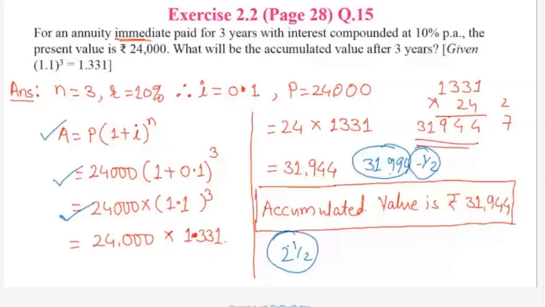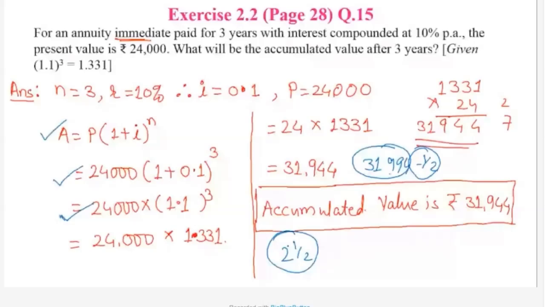Clear? So stepwise marks are there. The correct formula will give you 1 mark. If the formula is wrong, then everything is wrong, then 0 marks. But if the formula is correct and substitution is correct, you'll get 2 marks. Stepwise marks are there. You don't get 0. If the formula is correct, you get your 1 mark. If you have substituted values correctly, you get another 1 mark.